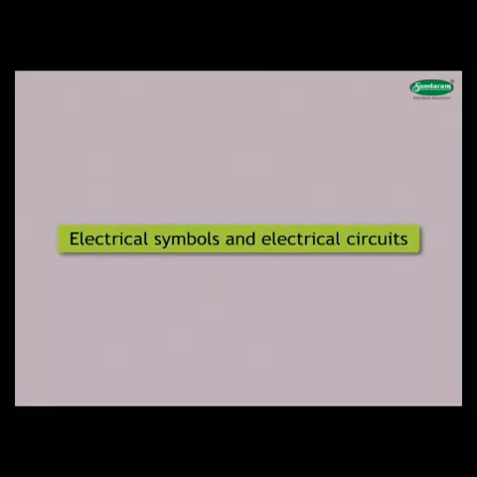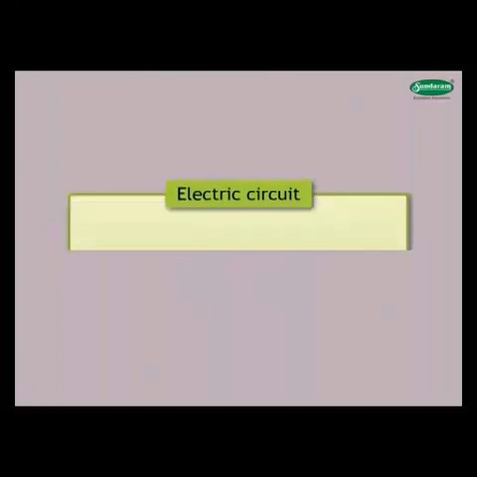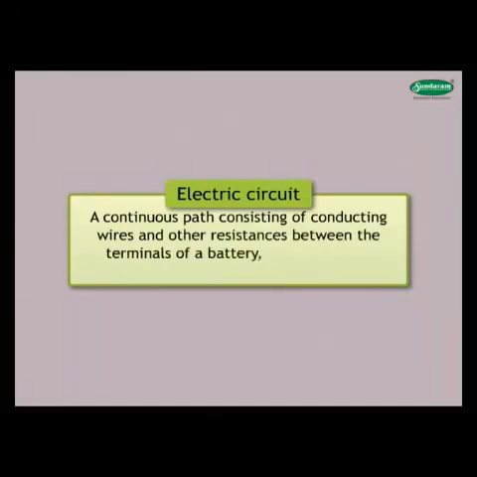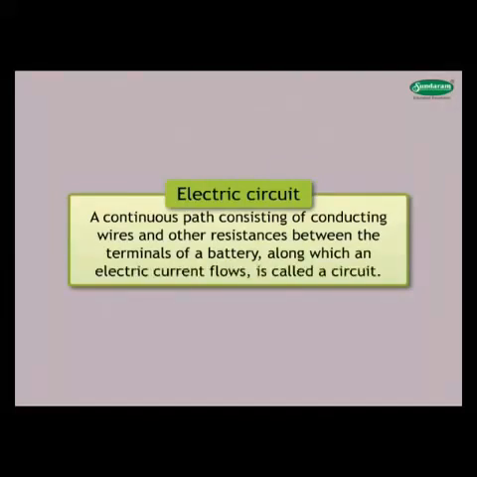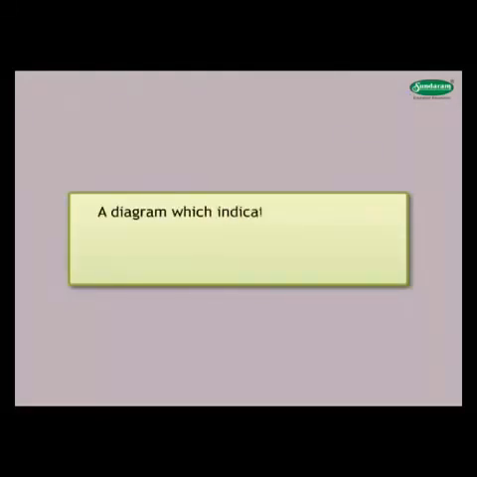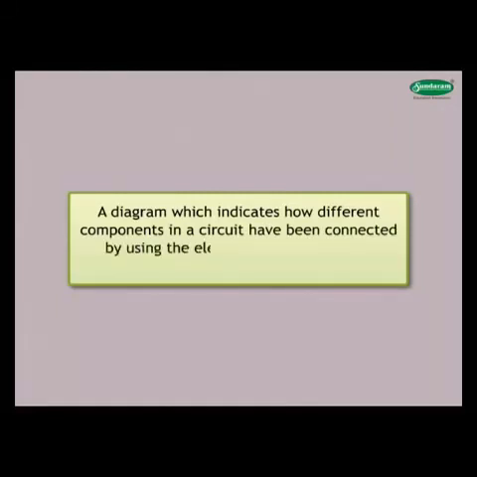Now we will study electrical symbols and electrical circuits. Electric circuit: a continuous path consisting of conducting wires and other resistances between the terminals of a battery along which an electric current flows, is called a circuit. Electrical circuits are represented by drawing circuit diagrams. A diagram which indicates how different components in a circuit have been connected by using the electrical symbols for the components is called a circuit diagram.